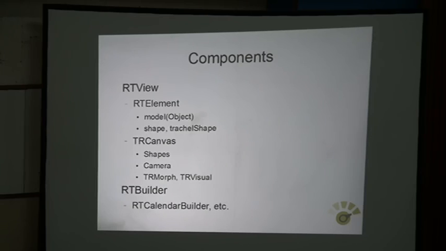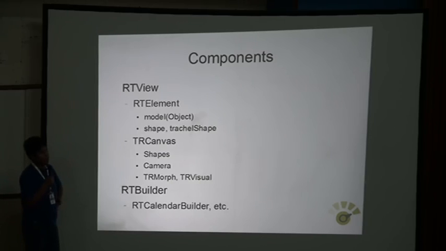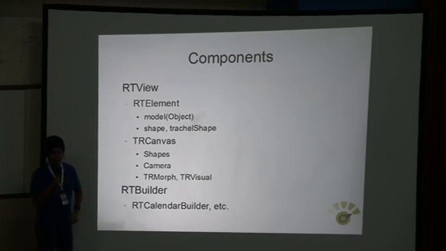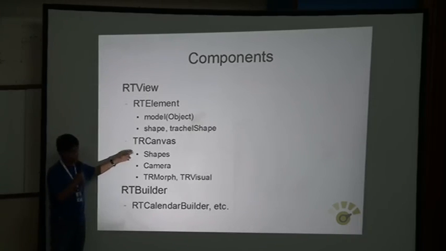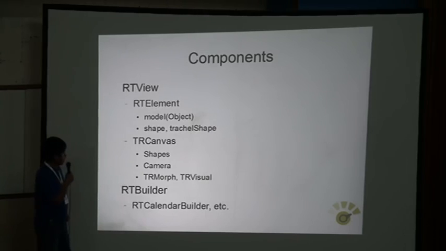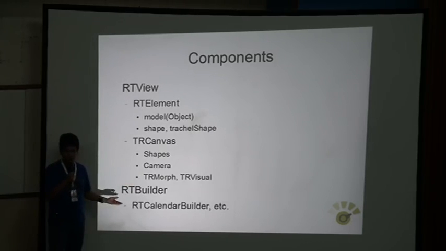A fast explanation of the components of Roassal. Well, Roassal basically uses RTView. RTView is the class that handles RT elements. When you provide your objects, we put each object in an RT element. And these elements have the shape and the structure shape. We use that to render the objects in the display. So RTView also has the RT canvas. The RT canvas has the shapes that we use to render these objects. That also has the RT morph in Pharo, or RT visual in VisualWorks. So this is the way that we handle that.